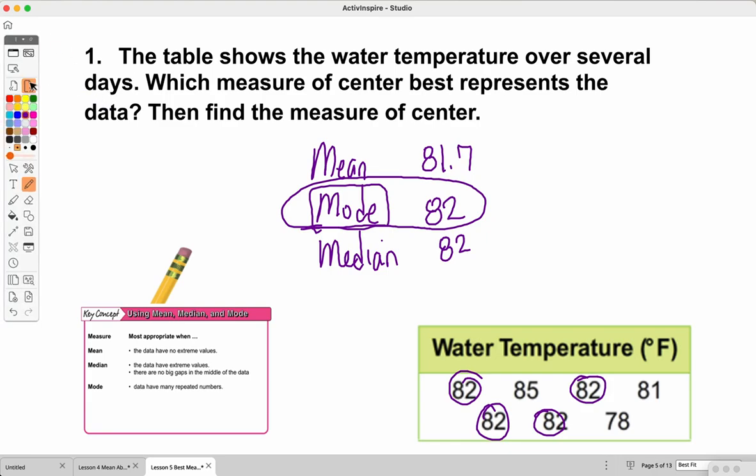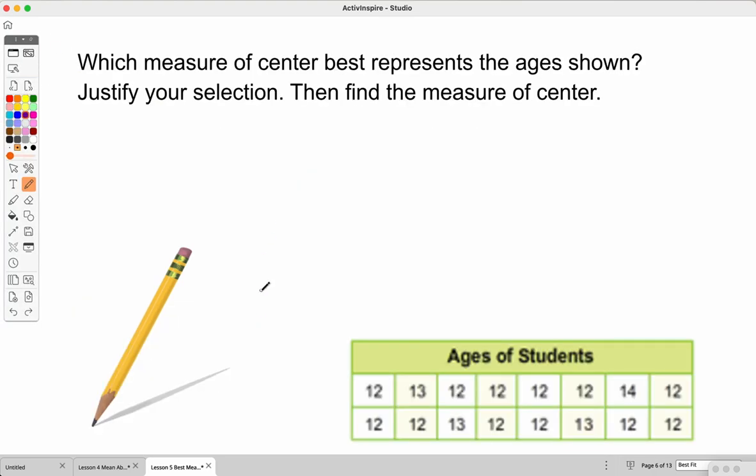All right, last one I want you to try. This time I'm not going to give you the chart. I want you to figure out which one you think is the best measure of center, mean, median, or mode.